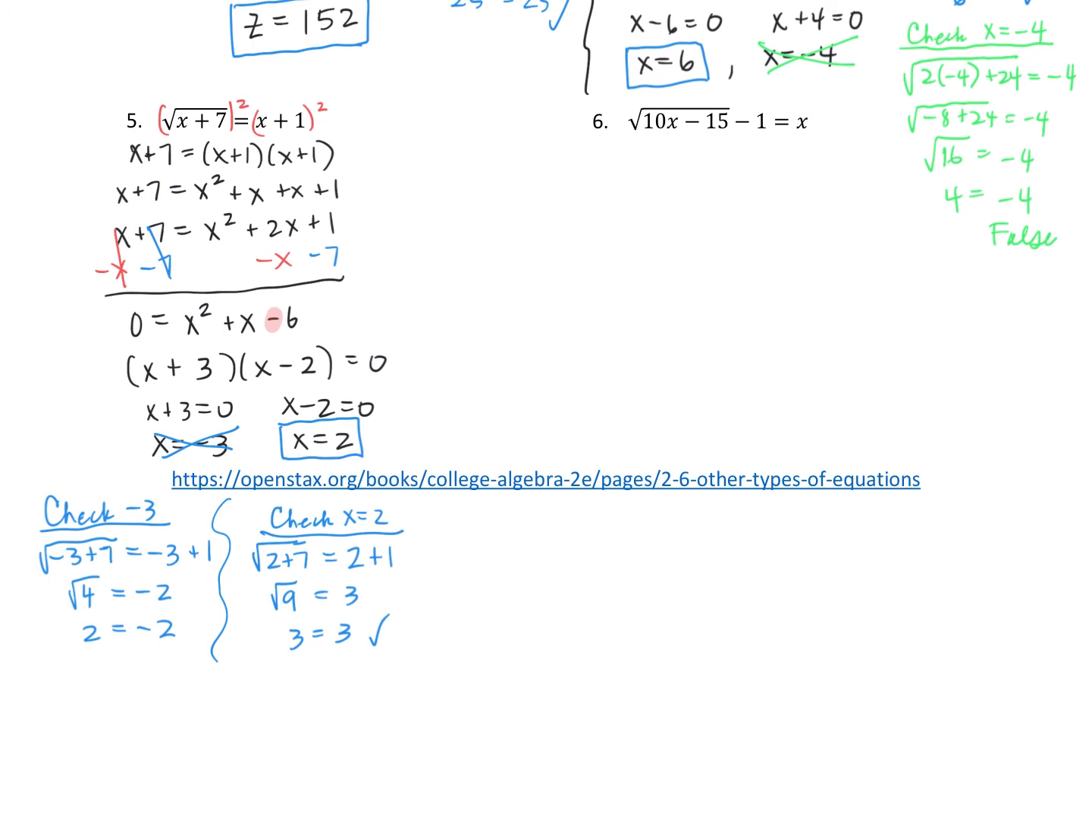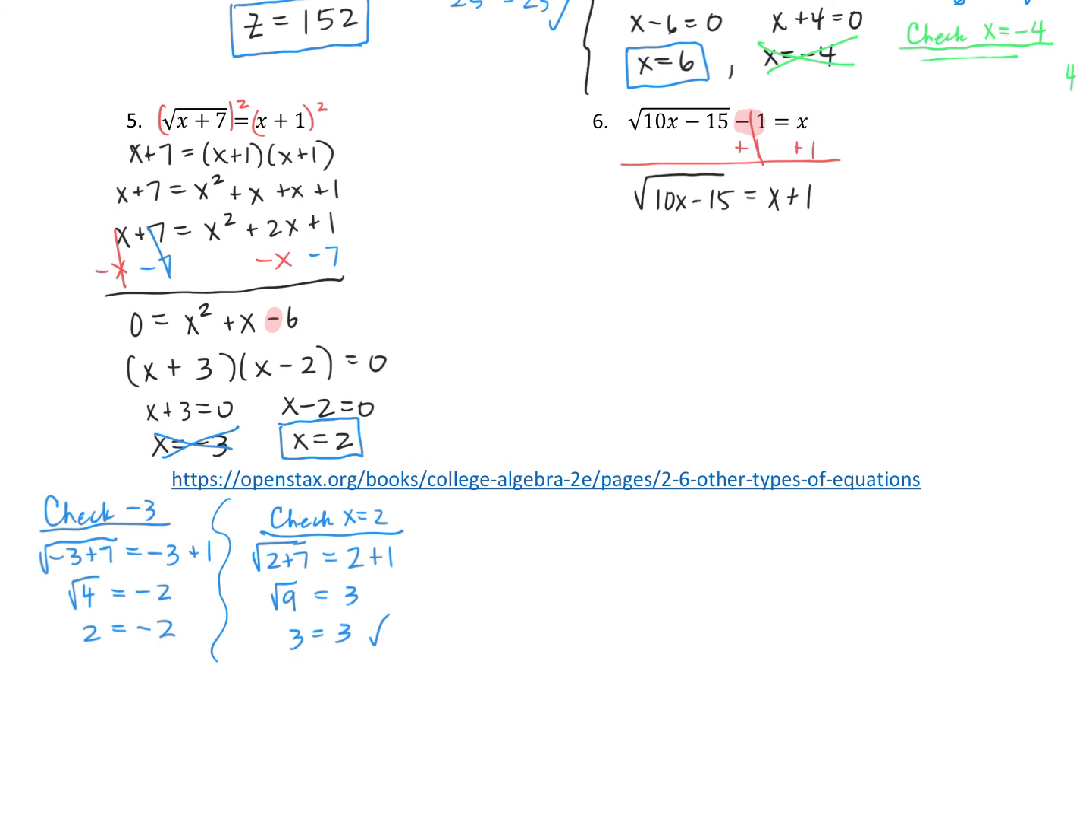So for this one, number 6, first we want to see if the square root is by itself. It's not. So we need to start by getting rid of whatever is not under the radical. This minus 1 is what is not under the radical. So we'll start by adding 1 to both sides. So we get the square root of 10x minus 15 is equal to x plus 1. And so now at this point, we do have the square root by itself, so we can square both sides.